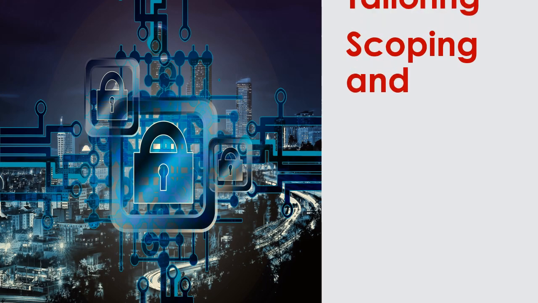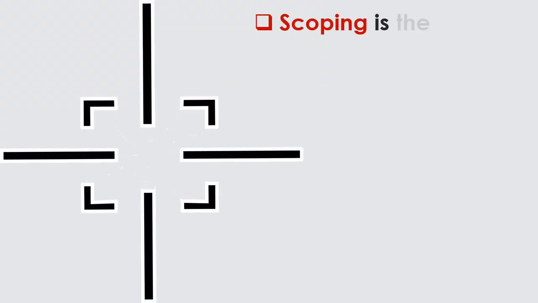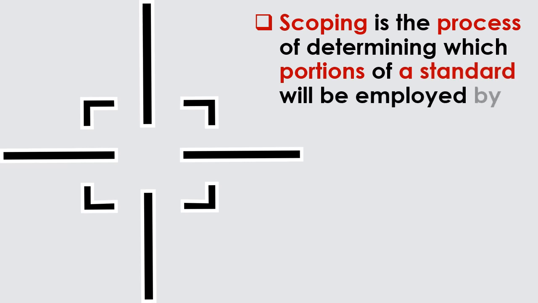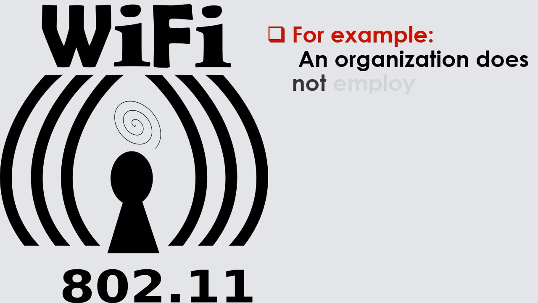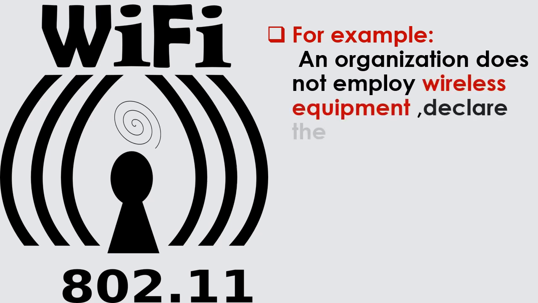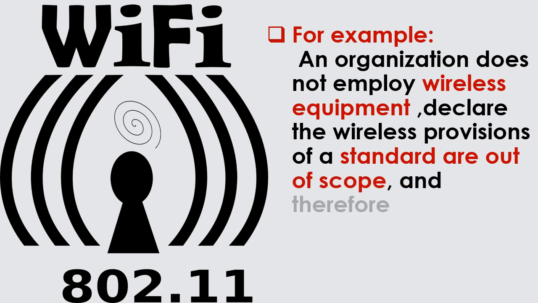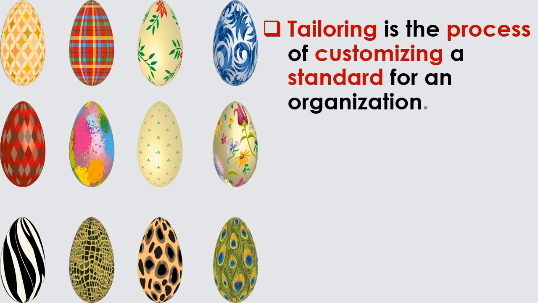Scoping and tailoring. Scoping is the process of determining which portions of a standard will be employed by an organization. For example, an organization does not employ wireless equipment. It declares the wireless provisions of a standard out of scope, and therefore they do not apply. Tailoring is the process of customizing a standard for an organization.